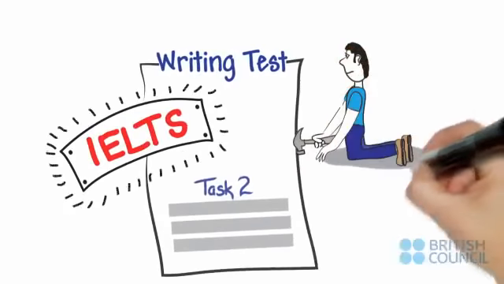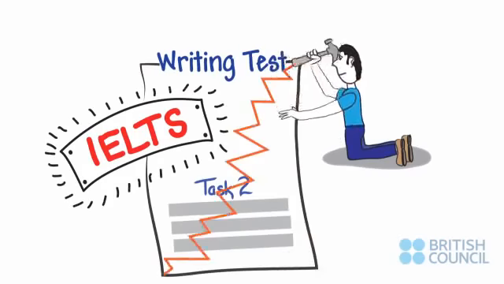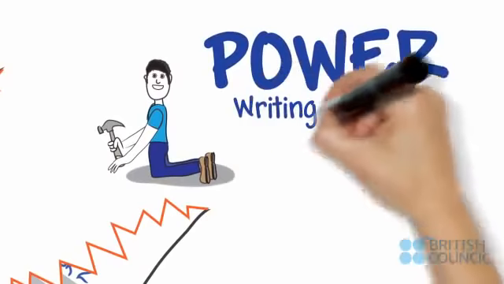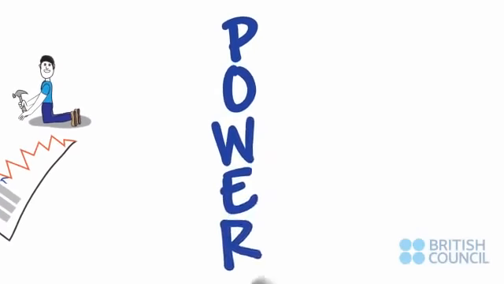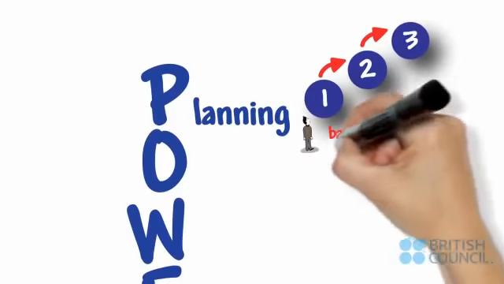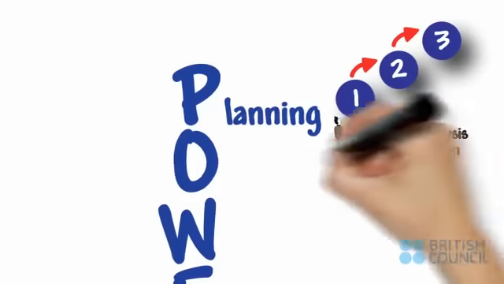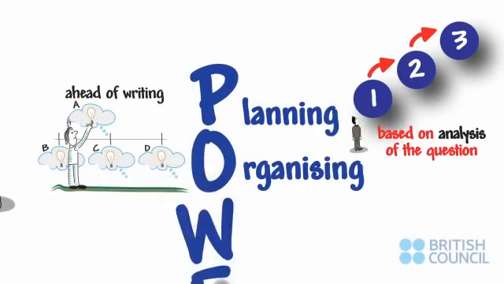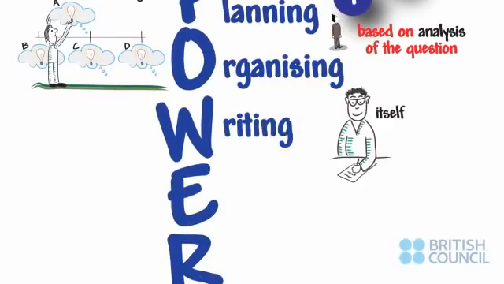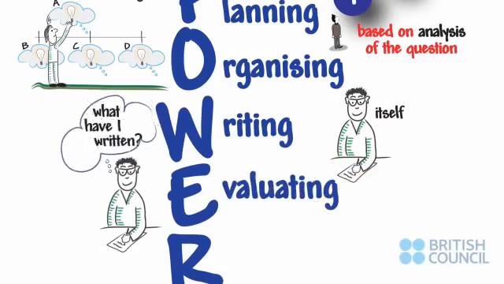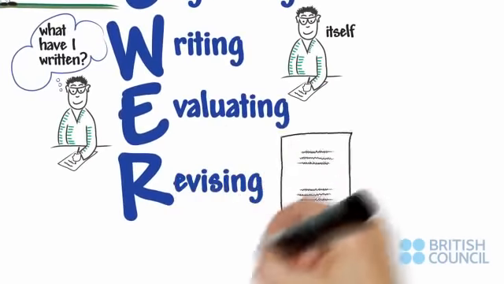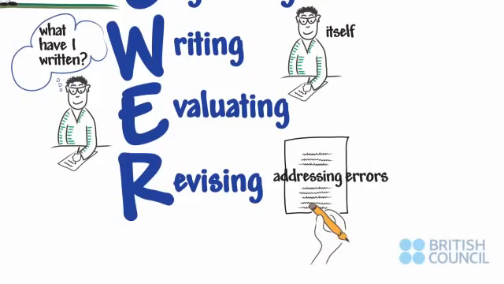You want to crack IELTS Task 2 writing? You need to follow the Power Writing Plan. This is planning for your writing based on analysis of the question, organizing your ideas ahead of writing, writing itself, evaluating what you have written, revising and refining what you have written, addressing errors.